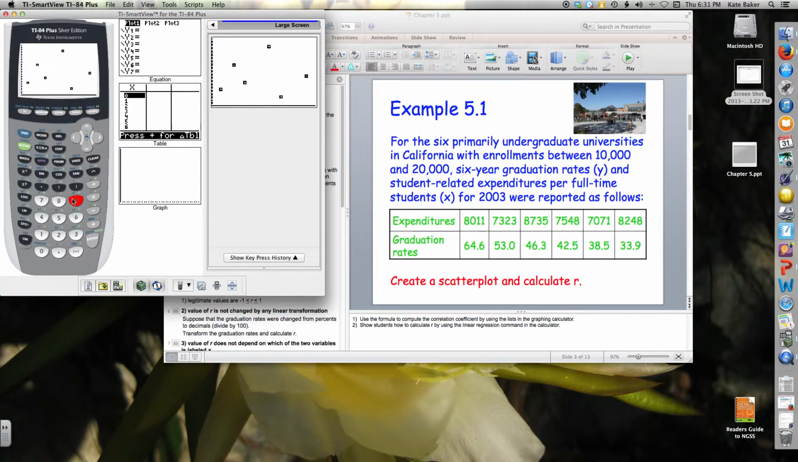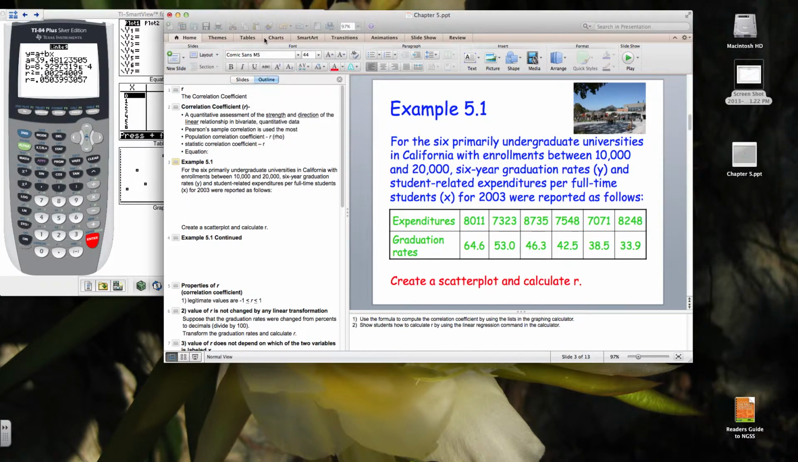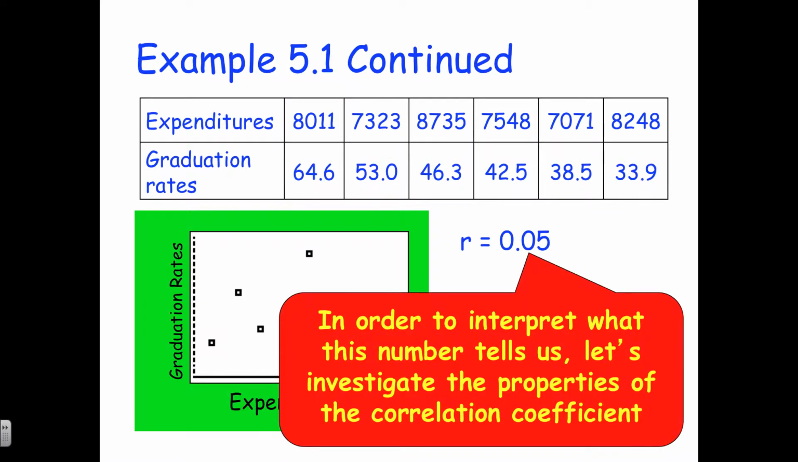Okay, and I'm going to be guessing that R is positive and very close to 0. So I go to Stat. I've made sure my diagnostics were on already. Calc 8. I have list 1, list 2 as my X and Y list. I hit calculate, and my R is 0.05. As I predicted, it was positive and very close to 0. So there's the scatter plot, there's R.